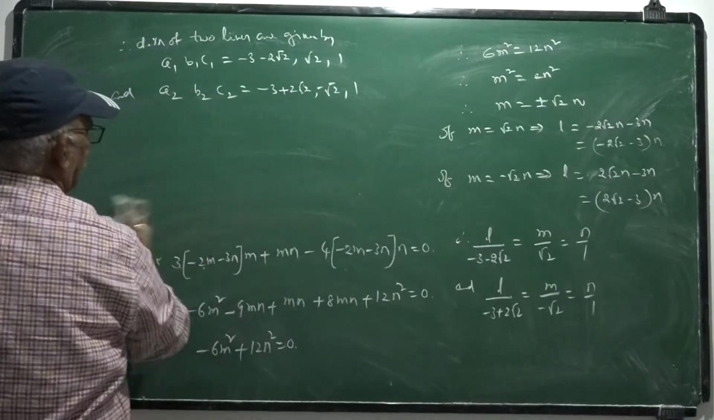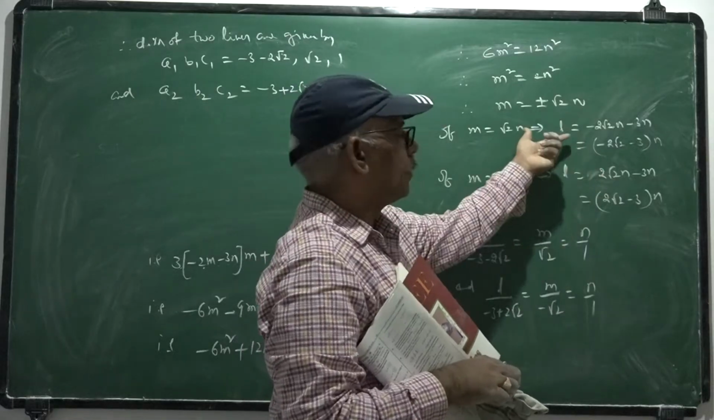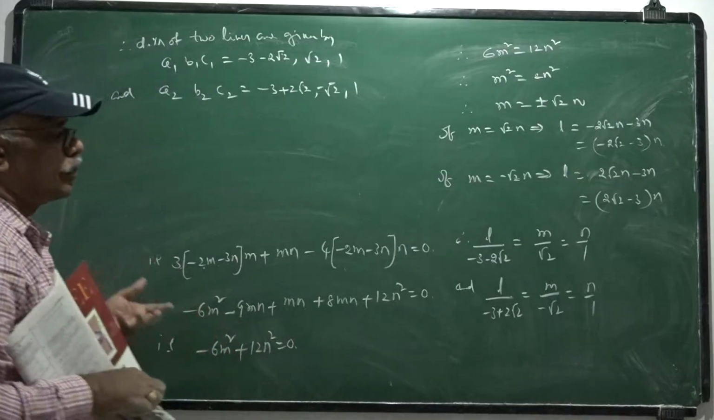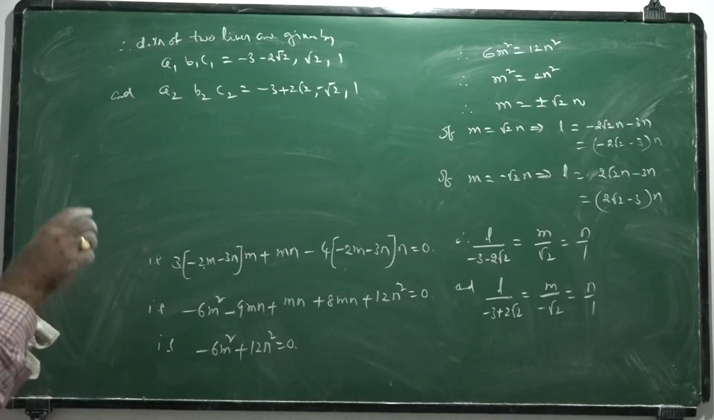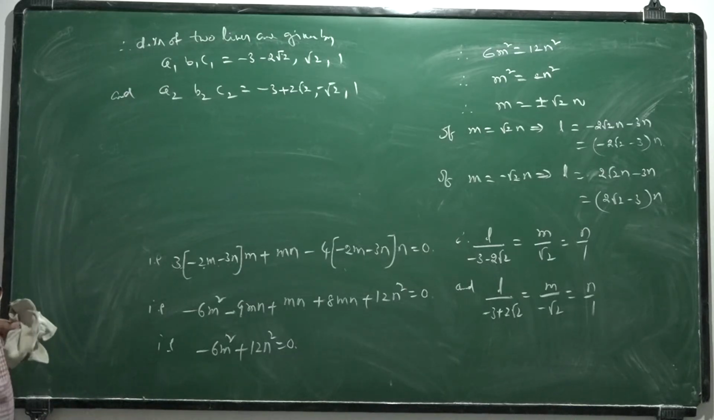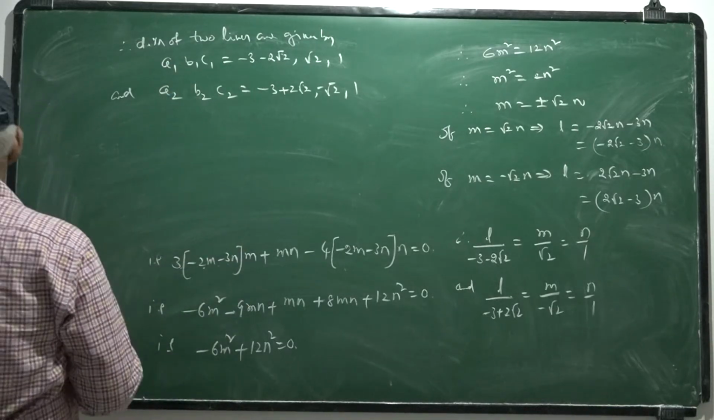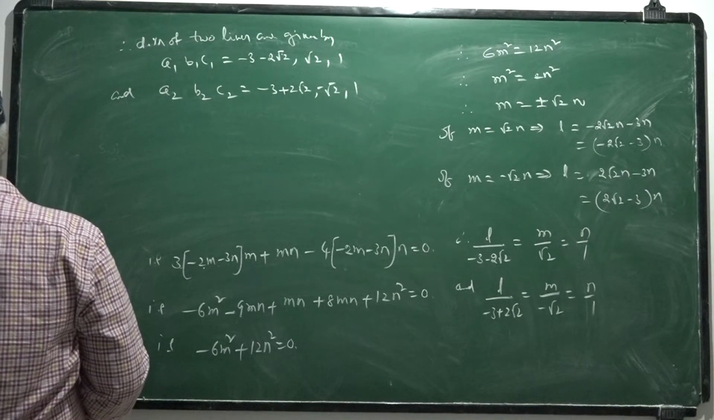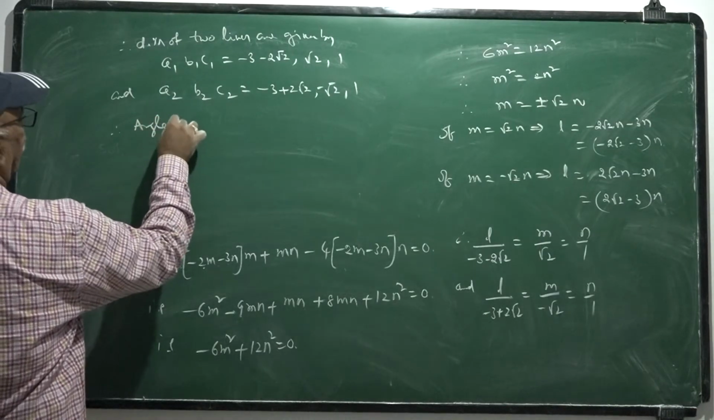You have to write the proportionate values from this case and from this case separately. From each case we get a set of DRs, proportionate values of l, m, n, that means DRs. Each set of DRs represents the DRs of one line. So for these two lines, the angle between the lines is what is needed here.